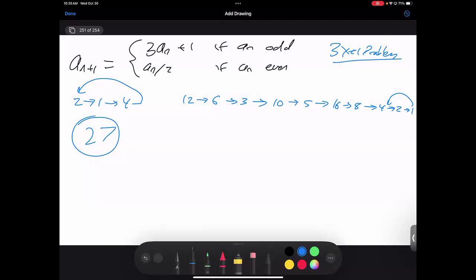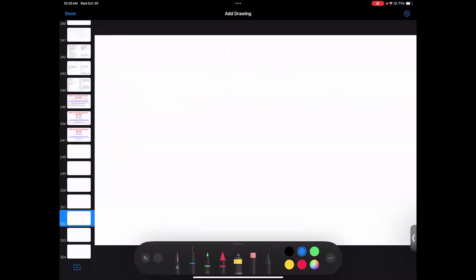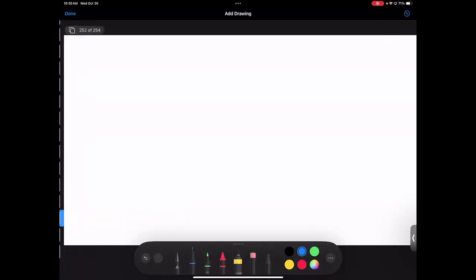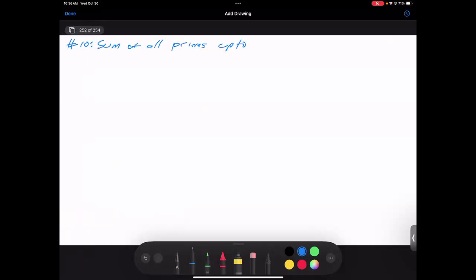Anything else from the Euler problems that looked really interesting? So you were talking about the summation of primes. So this was number 10. Did you have a way to do this other than brute force? So number 10, sum of all primes up to 2 million. And since 2 million is not prime, I don't have to worry if it's up to, including or not.